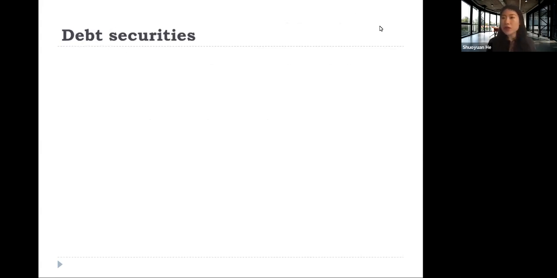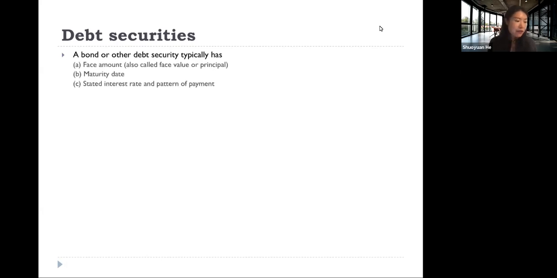Before we go into the details of the journal entry under this category, let's take one step back to look at what debt securities are. A debt security, that is basically a bond or other debt security, usually has four characteristics. The first characteristic is that it should have a face amount, also called face value or principal. Those are alternative names for it.